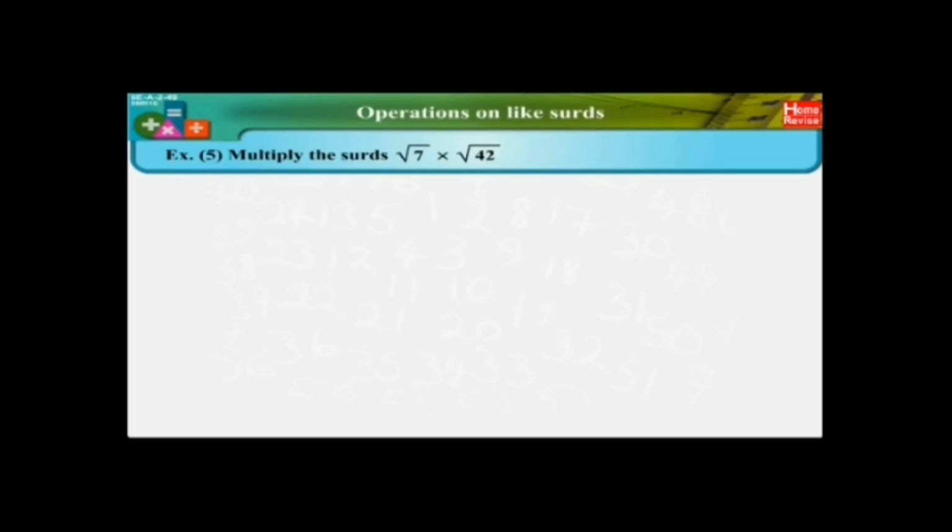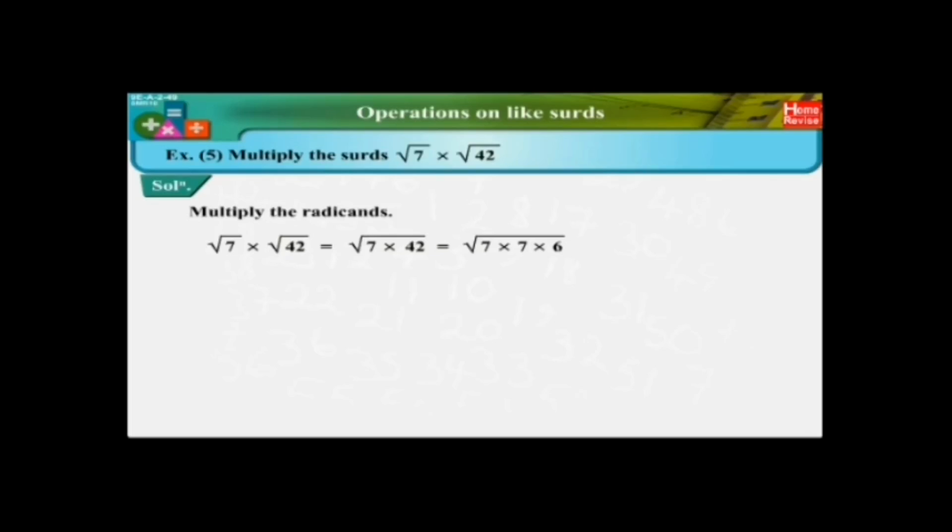Multiply the surds. Root 7 multiply root 42. Multiply the radicands. So root 7 multiply root 42 is equal to under root 7 multiply 42, which is equal to under root 7 multiplied by 7 multiplied by 6, which is equal to 7 root 6. 7 root 6 is an irrational number.